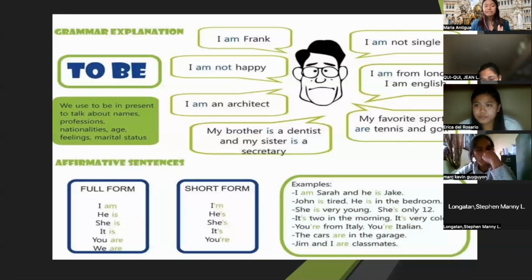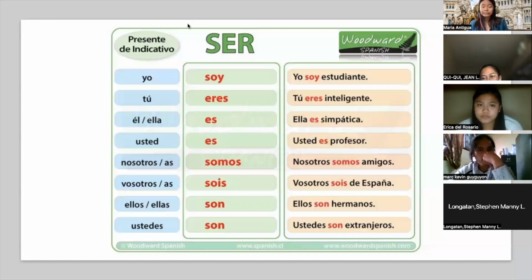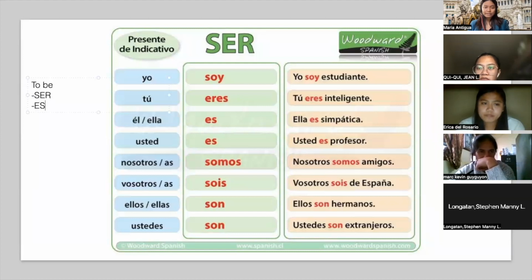But different naman siya when it comes to Spanish. So, ser, this is now the conjugation of ser depending on who is the doer of the action. Remember, there are only some uses of the verb ser because in Spanish, dalawa ang ser. There are two to be verbs, no? We have ser, and the other one is estar.